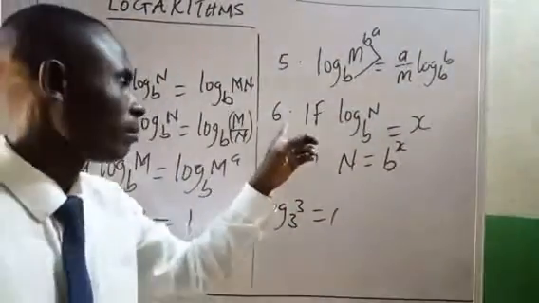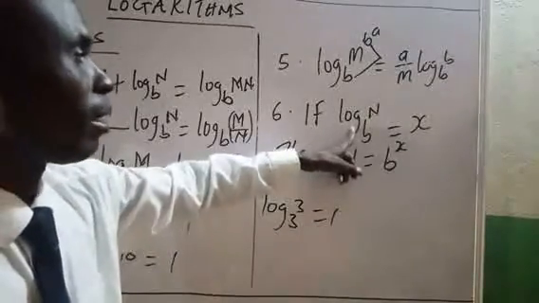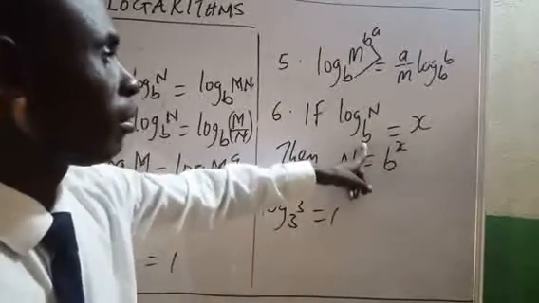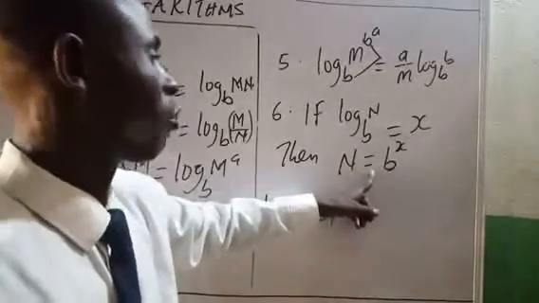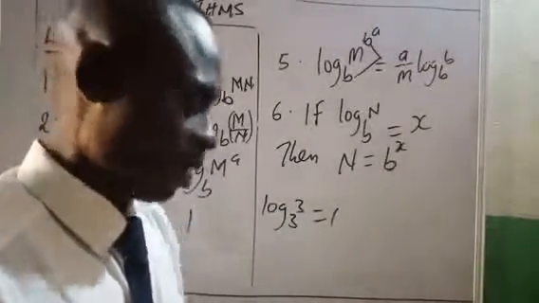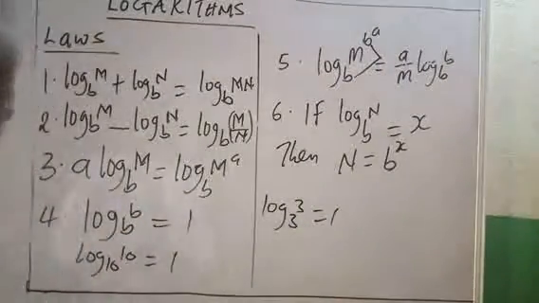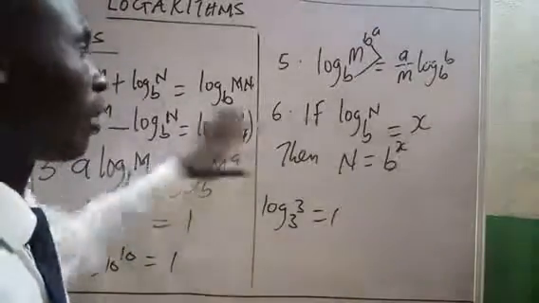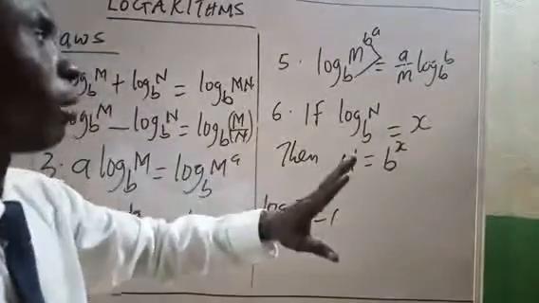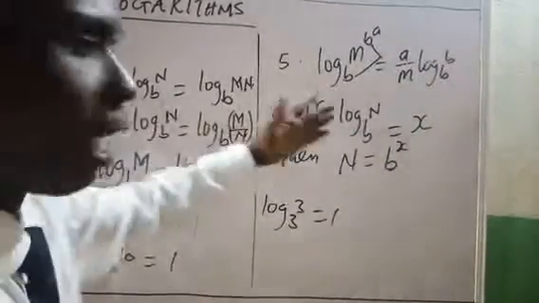Then finally, we have if log n base b is equal to x, then n is equal to b raised to the power of x. I want you to copy these laws in your notes because I'm going to be referring to them one by one. When I say go to law 6, you know exactly where I want you to go to.